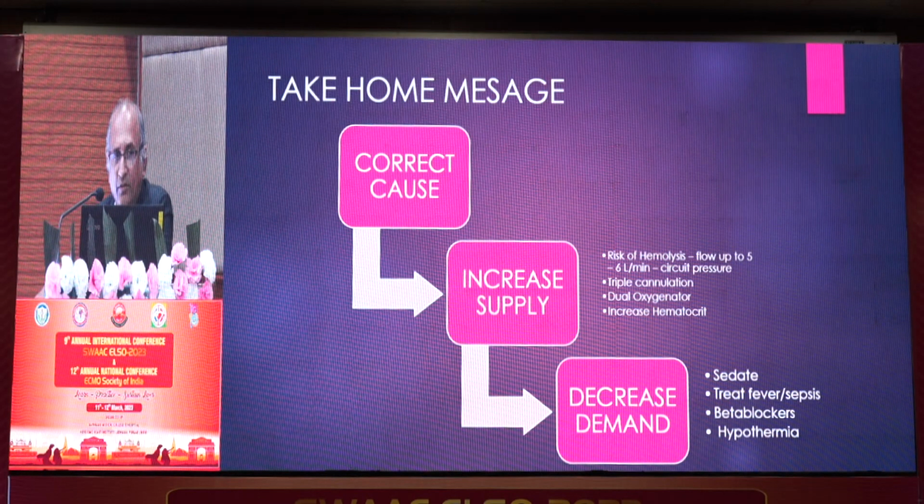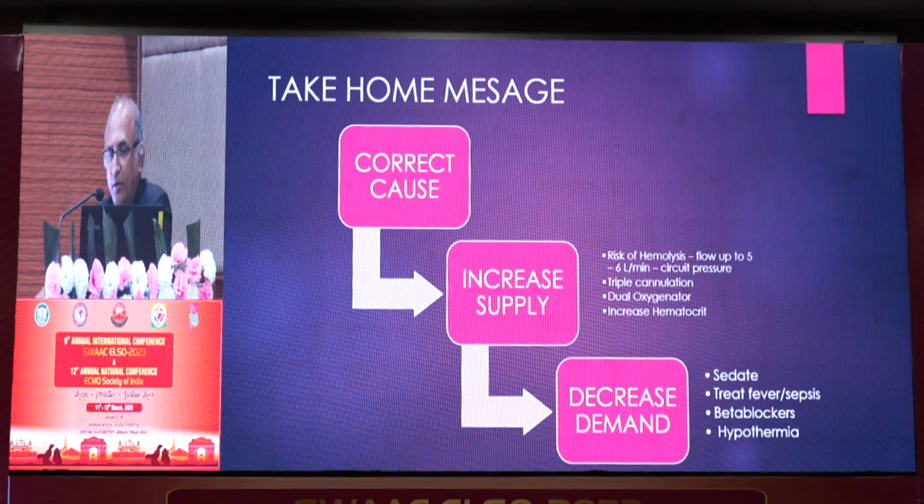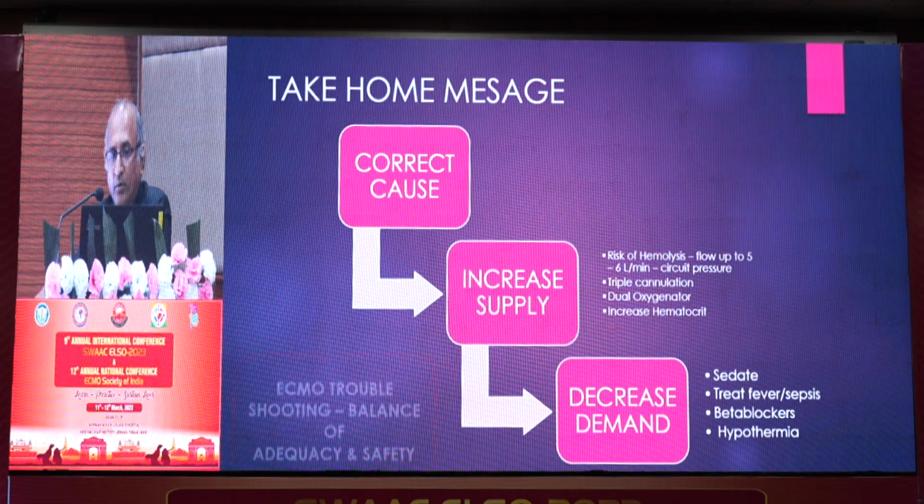So the most important take-home message is you correct the cause. You increase the supply, and by increasing supply, you have to increase the blood flow. Blood flow up to 5 to 6 liters is usually fine, but then look at the circuit pressures. If the circuit pressures are high, probably that will lead to hemolysis. So you have to think about triple cannulation to put an additional cannula for drainage, a dual oxygenator, or increase hematocrit. Decrease demand by sedating the patient, treating fever and sepsis, use of beta blockers and hypothermia.